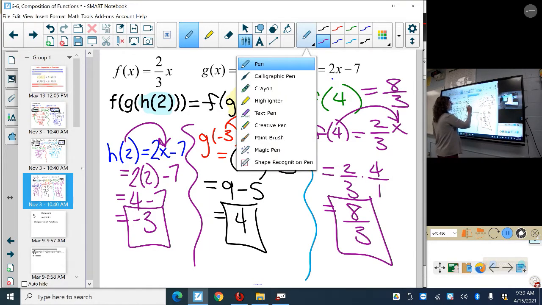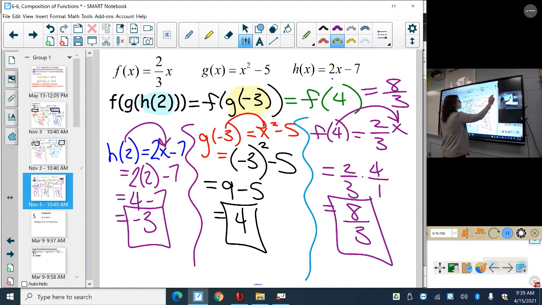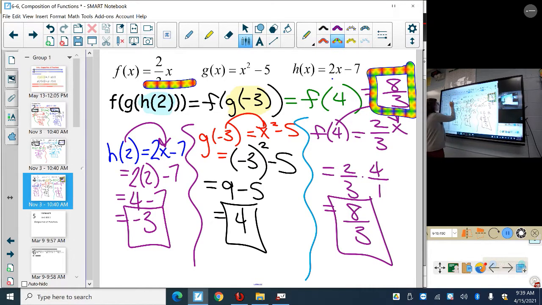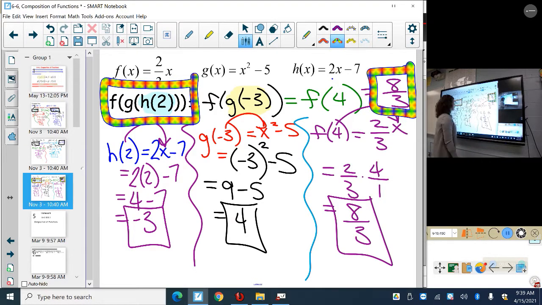8/3. Now, what I need your brain to understand is that this right here is the answer to f at g at h at 2. So 8/3 is the answer of f at g at h at 2. And 8/3 is what we're going to be having for our answer.